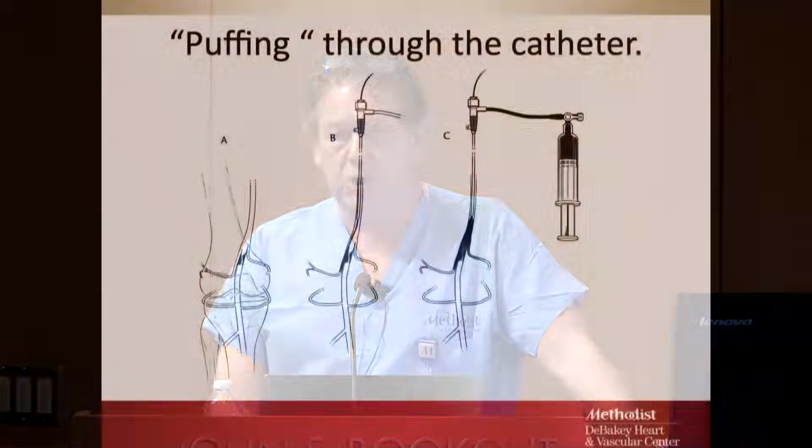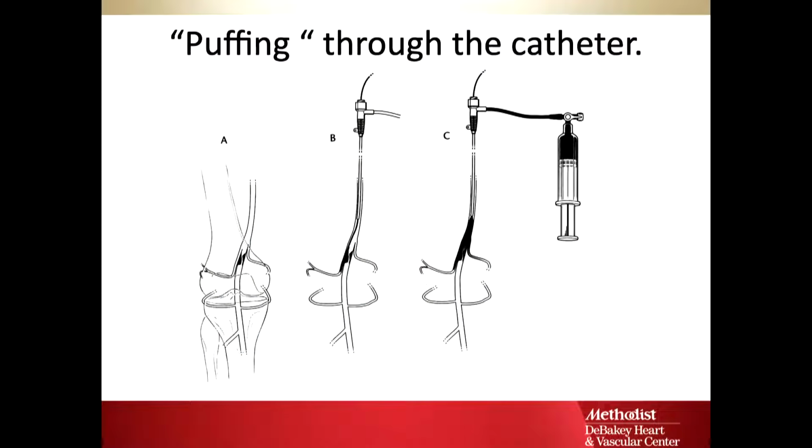We kind of already talked about puff dye through. The advantage of having a long sheath that you're working through, with the tip of the sheath close to the target stenosis, is you can puff dye in and let you see where you actually are and whether you're inside that stenosis and trying to cross it.